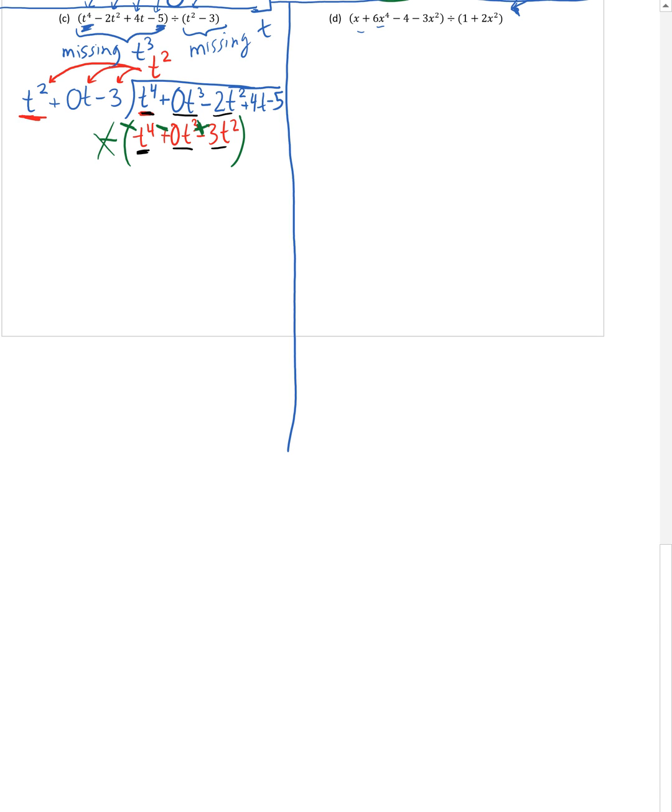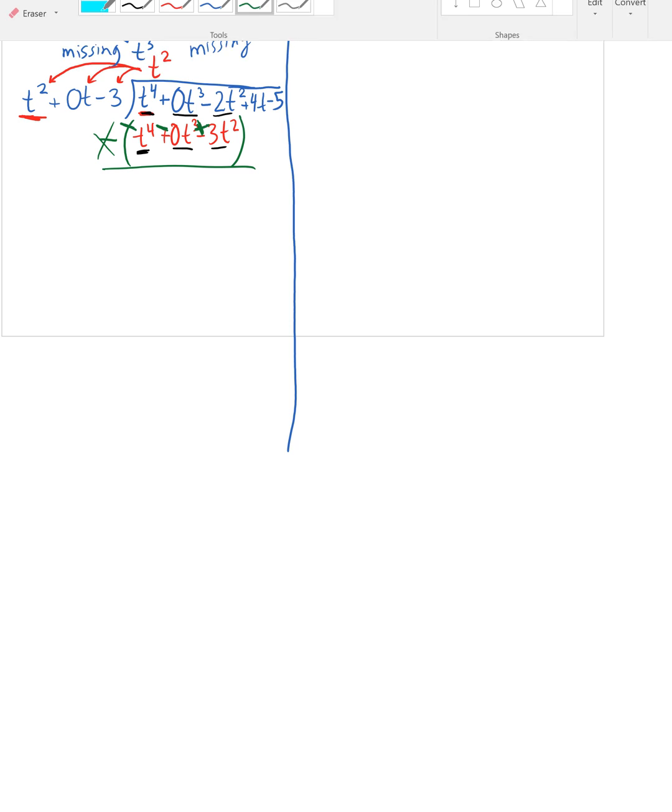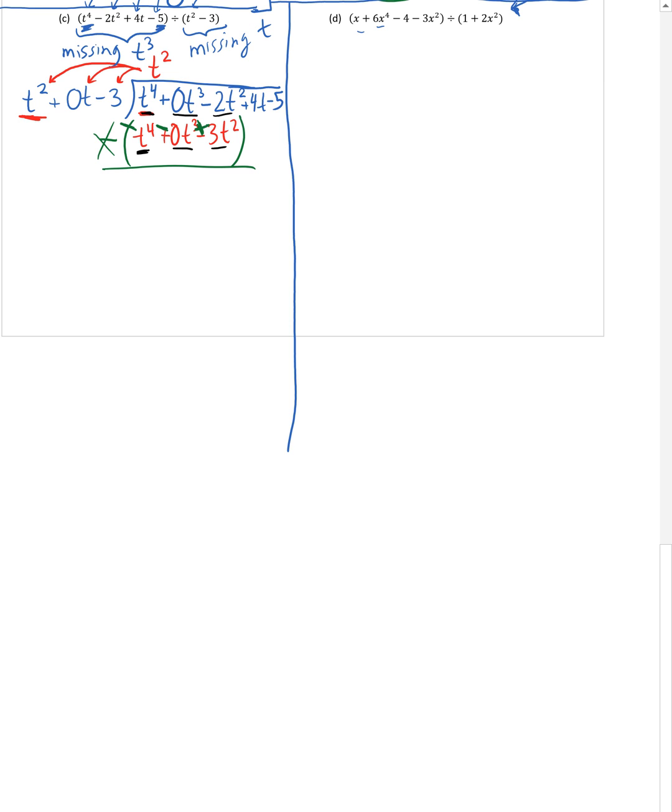And then I can kind of forget about that subtraction sign. It's already been taken care of by distributing. And now I'll combine vertically. We have a t to the 4th minus t to the 4th. That's nothing. And you know what? At this point, I'm going to just point this out.